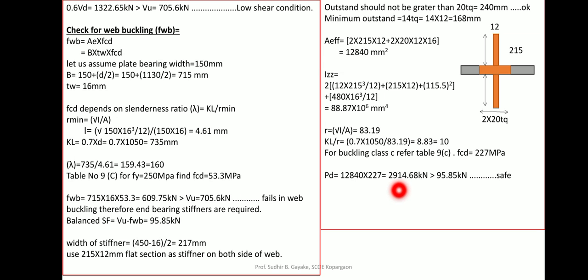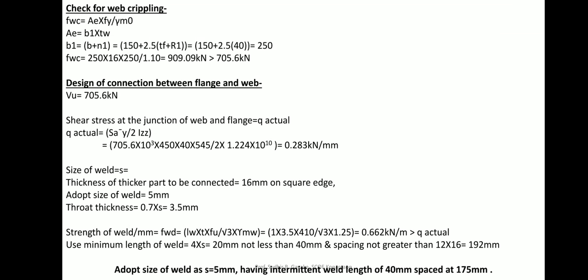You can observe the tremendous increment in the capacity if the stiffener is provided. It is almost equal to 3000 kilonewton if the stiffener of 215 by 12 is used. Now you can observe that the girder is safe for carrying your shear force at supports or at your end bearing stiffeners. Next, check for web crippling: effective area into fy divided by gamma m0.